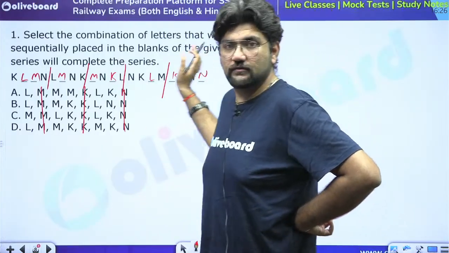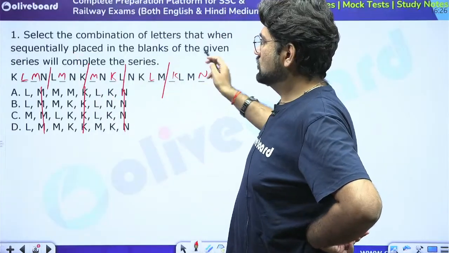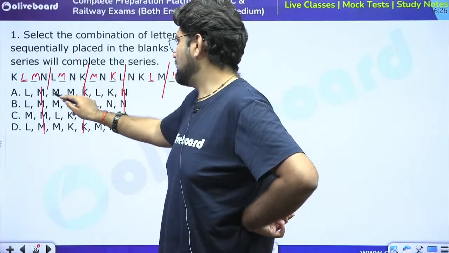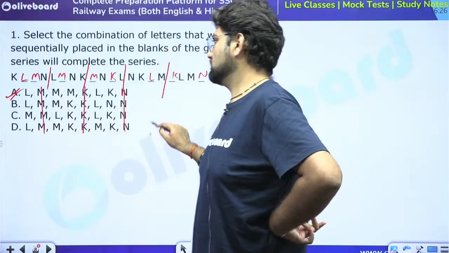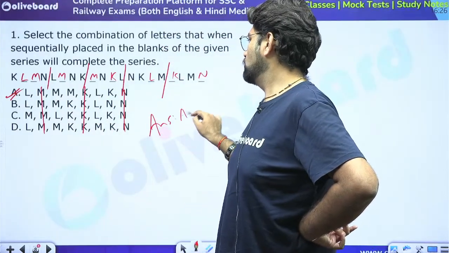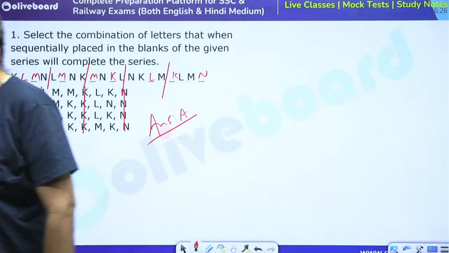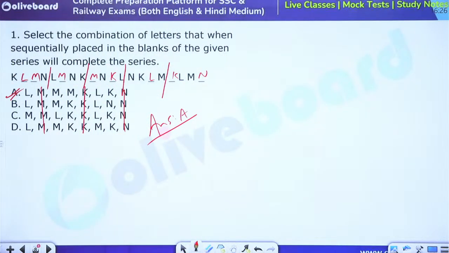Now catching hold of this normally was not possible. So what is the logic? What is the answer? L triple M KL KN. Option A is the right answer. That is the risk you took. You just tried to solve it like this. Because otherwise you are not finding a pattern.